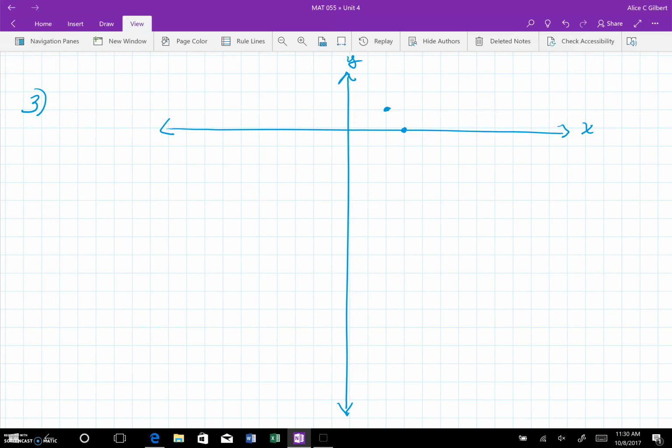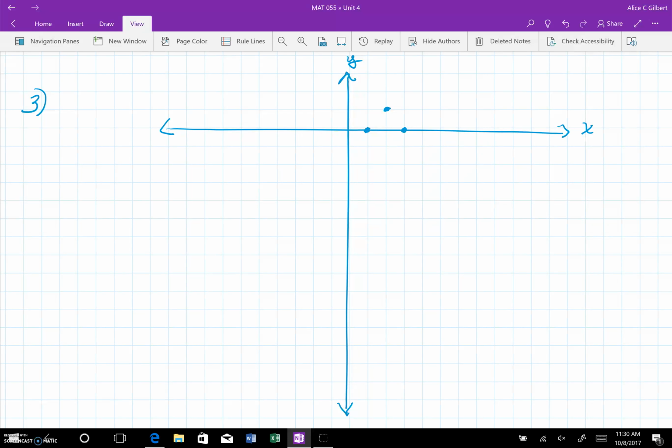I go from the vertex. So remember, look at the parent from the vertex. Where are you going for each next point, left and right and up and down? That's exactly what we're going to do here. Okay, and so to the left 1 and then down 1. Instead of up 1, we're going down 1.